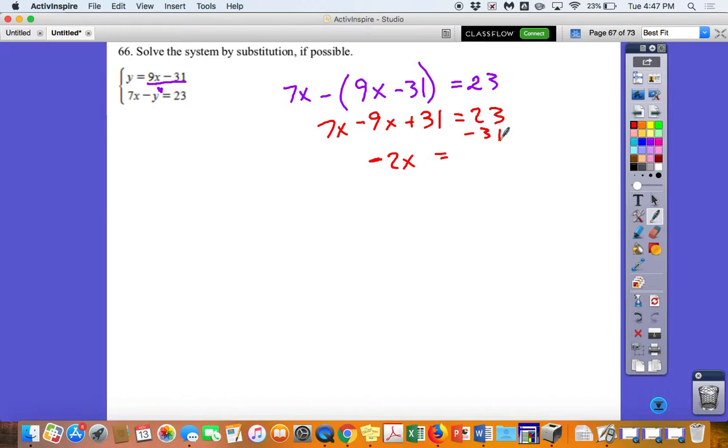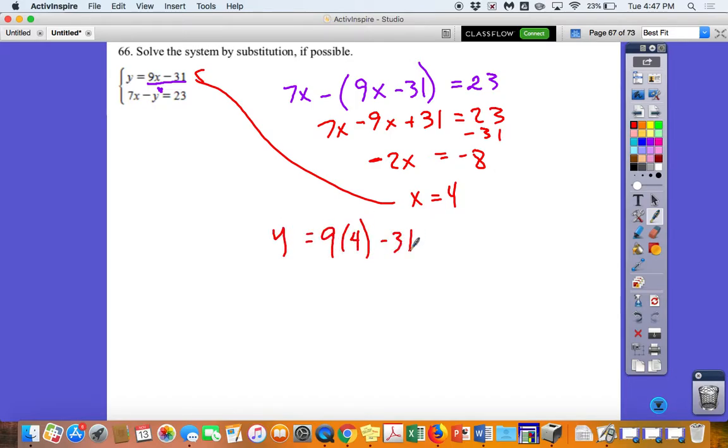I should be able to do that, but my head hurts today. X is 4. If x is 4, take that and put that back into that first one. Y equals 9 times 4 minus 31. Well, that's 36 minus 31 is 5. So your answer is the ordered pair 4, 5.